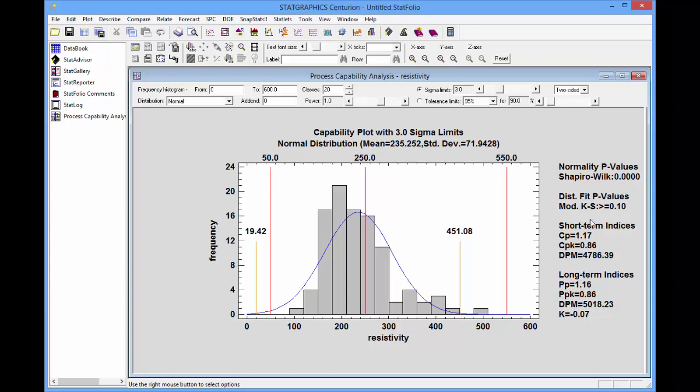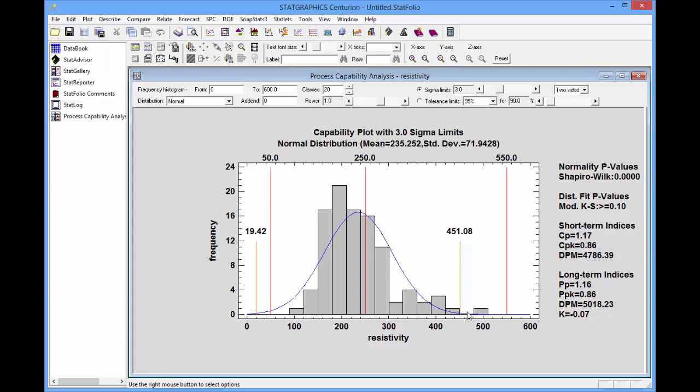That means that these indices, the DPMs, the Cpks, and so forth, do not properly describe our process. If you look closely at the histogram, I think you can see that it is not a symmetric distribution. In fact, the true distribution rises fairly quickly to a peak and then has a rather long upper tail.